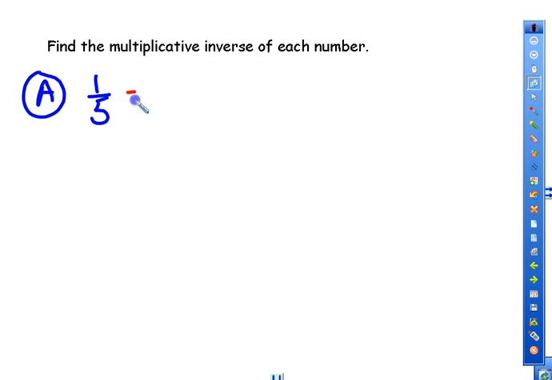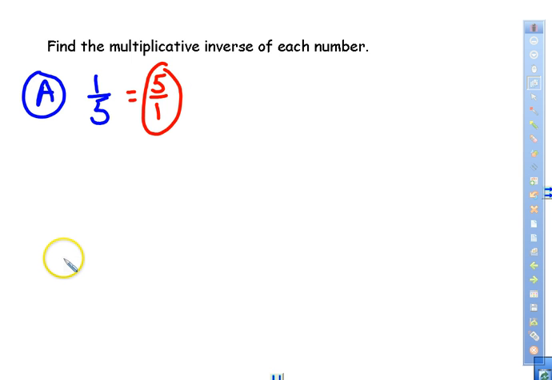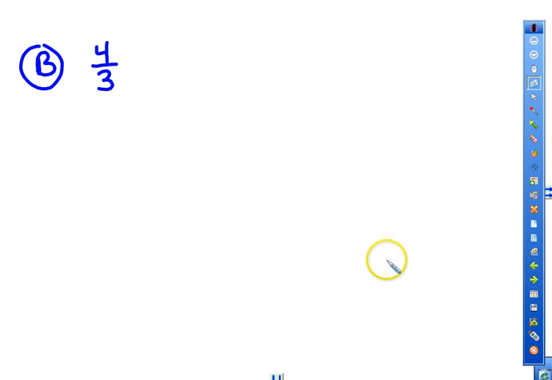And the multiplicative inverse of this would be 5 over 1. Okay, you're just flipping that, literally flipping it so that the numerator is the denominator and denominator is now the numerator. Remember, if you cross-reduce, they should all be 1s to equal 1 whole. That's how you know if it's the correct inverse. Now go ahead and do letter B.